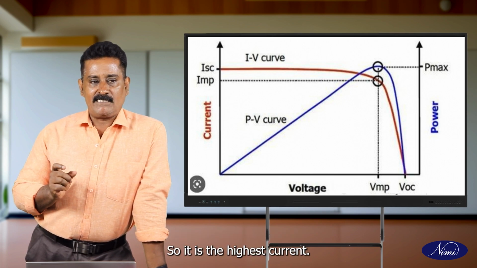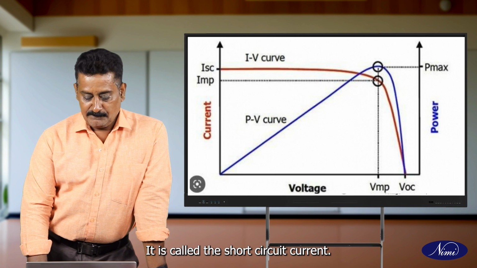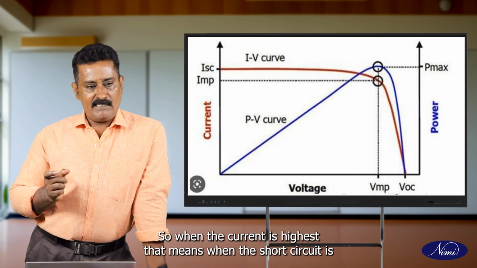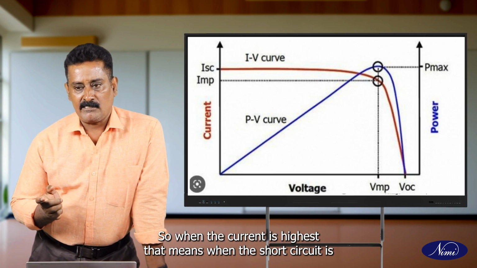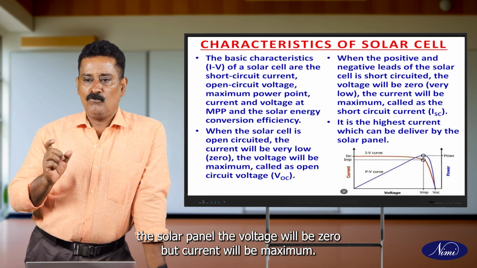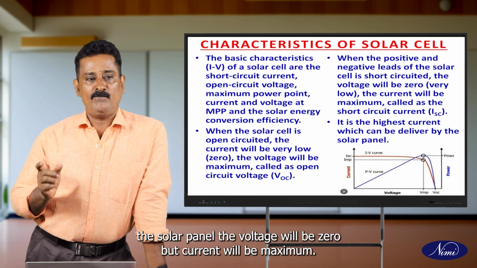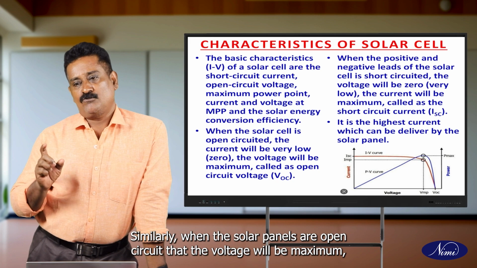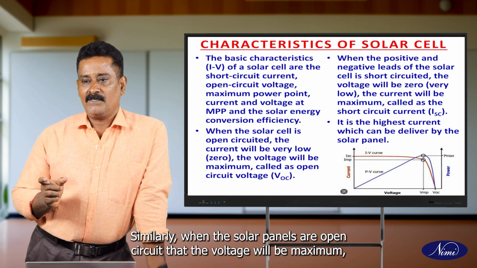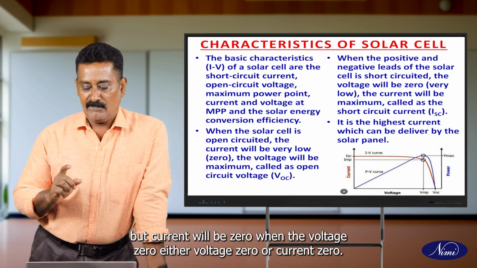So, it is the highest current, it is called the short circuit current. When the current is highest, that means when we short circuit the solar panel, the voltage will be 0, but current will be maximum. Similarly, when the solar panel is open circuited, the voltage will be maximum, but current will be 0.